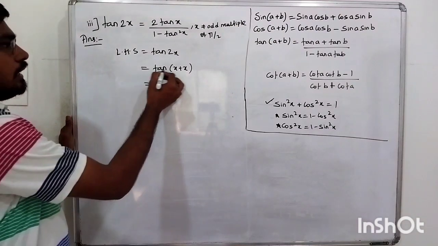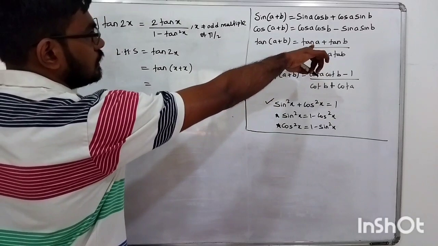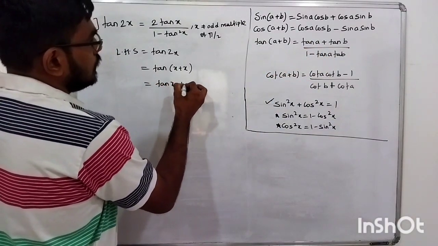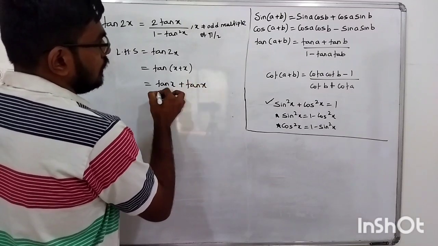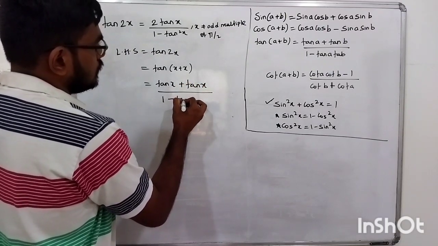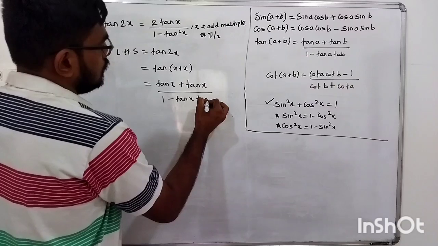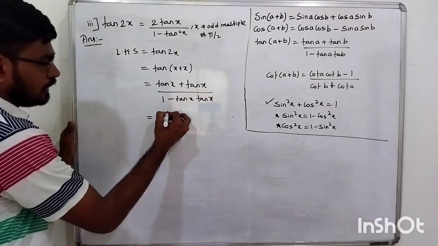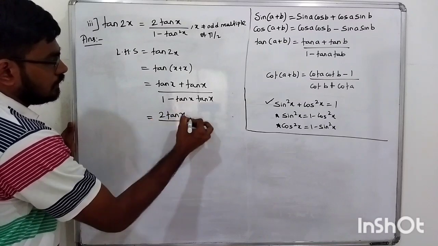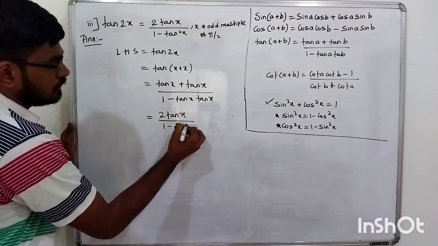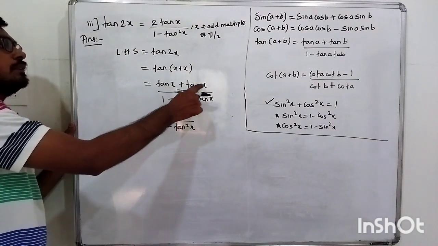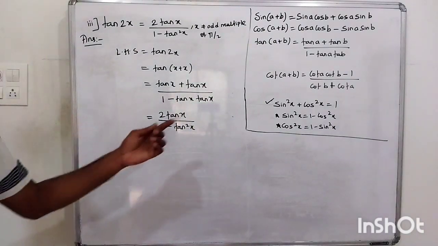So tan of x plus x: in place of a I am writing x, in place of b again I am writing x, and down 1 minus tan x into tan x. So we can just add this, so 2 tan x upon 1 minus tan square x. These letters are not important.